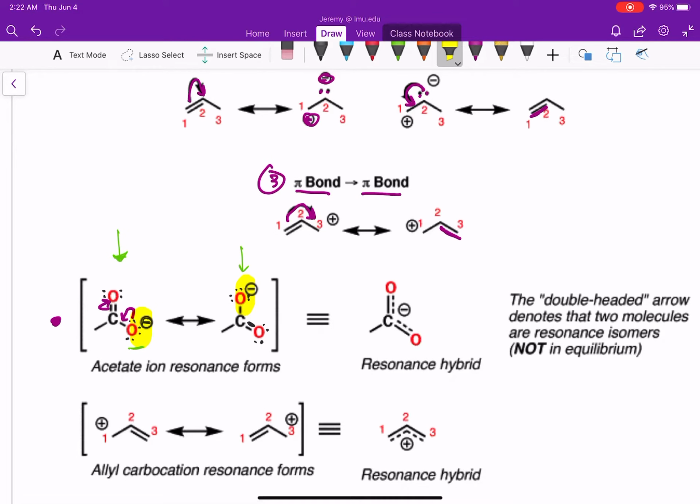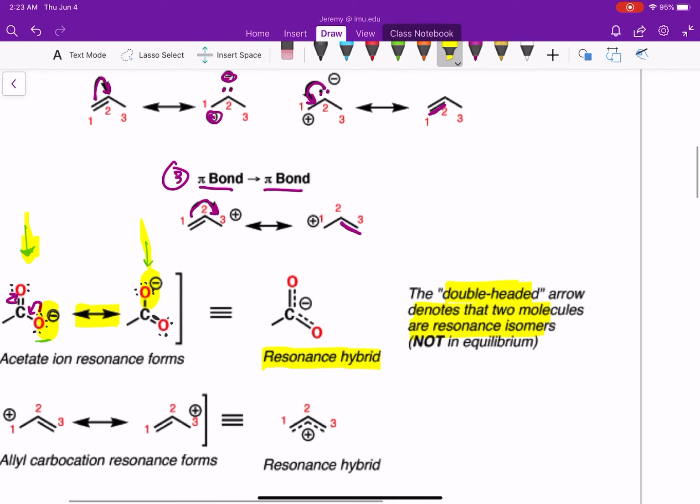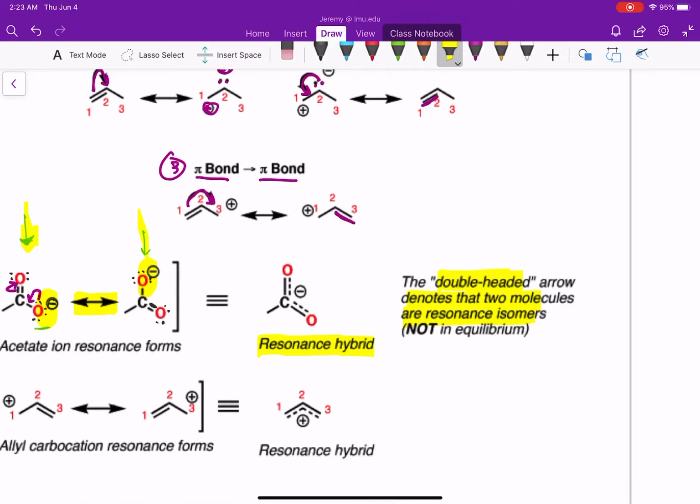It's important to note we have to use a correct arrow. This double-sided arrow is used to represent that we have resonance structures, so that double-headed arrow denotes 2 molecules are resonance isomers, so it's not an equilibrium. It's telling us you have your resonance structures, right? And then what we can do is draw a resonance hybrid. So a resonance hybrid is kind of like a summary of these 2 resonance structures here, all right? And I just want to show you how that resonance hybrid is drawn.